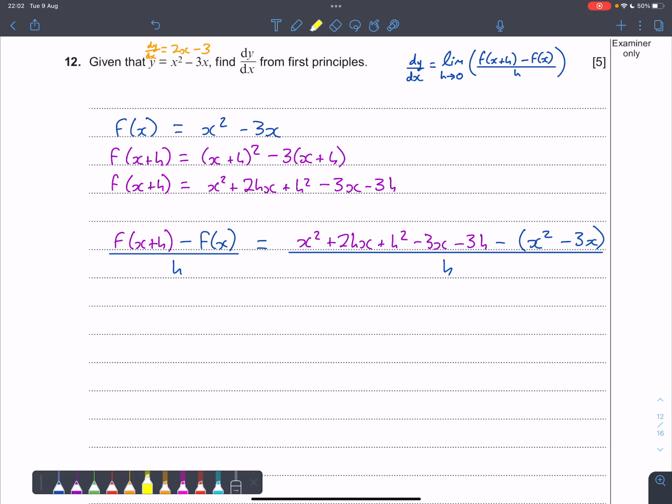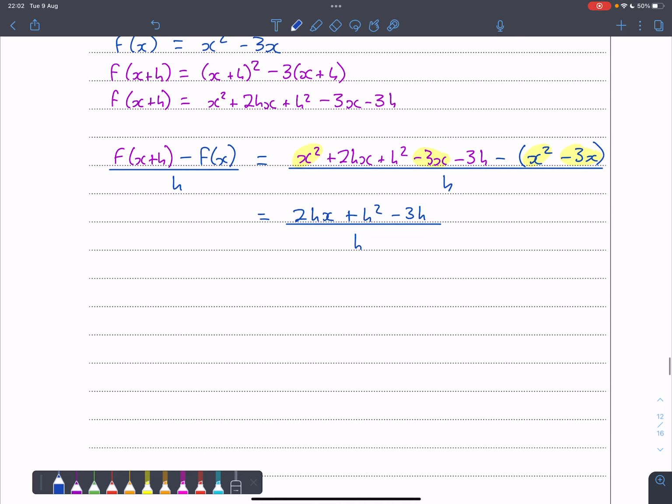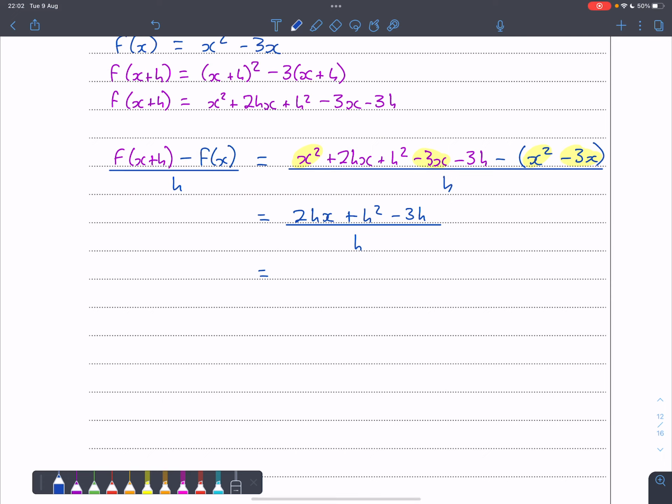And now I'm going to simplify. So if we're doing this right, everything in the brackets at the end will cancel out. So let's have a look. We've got an x squared minus x squared, which is 0. Negative 3x minus negative 3x will also be 0. So we will be left with 2hx plus h squared minus 3h all over h. Now, h is a factor of everything on the top line, so let's take it out. So h, lots of 2x plus h minus 3, all over h.